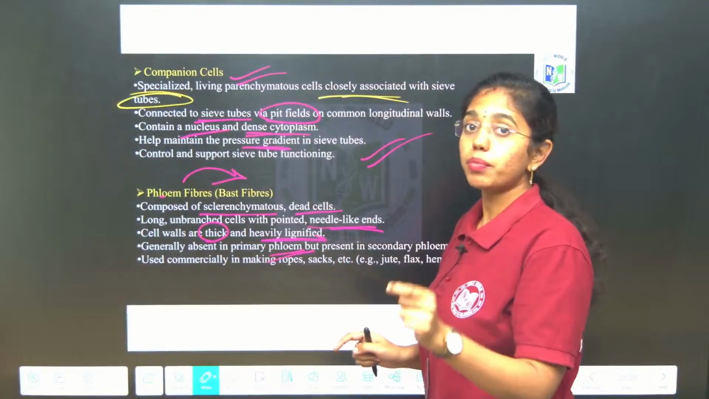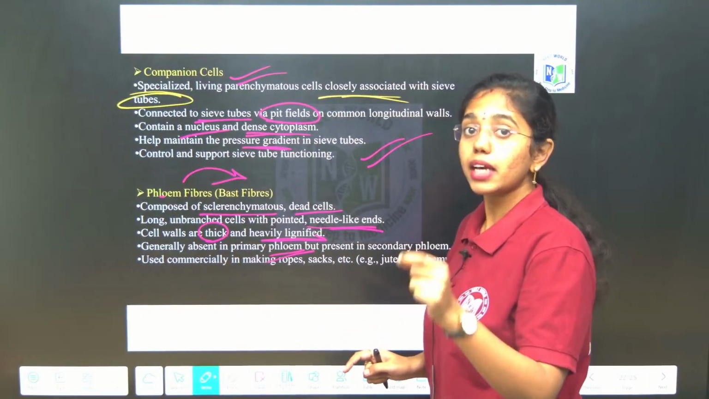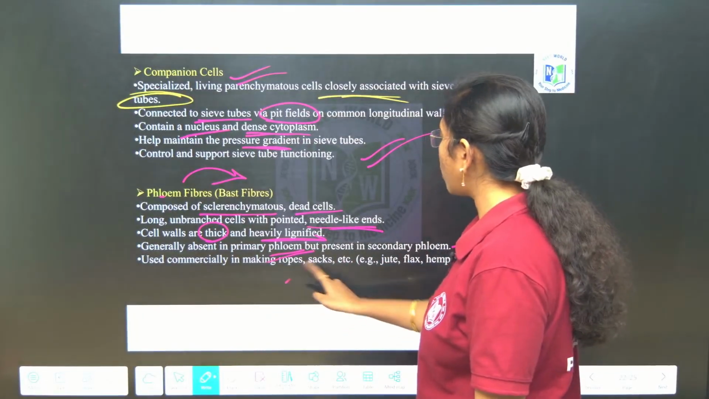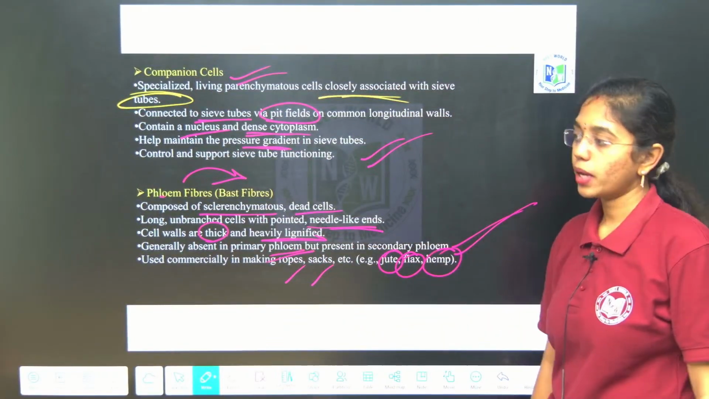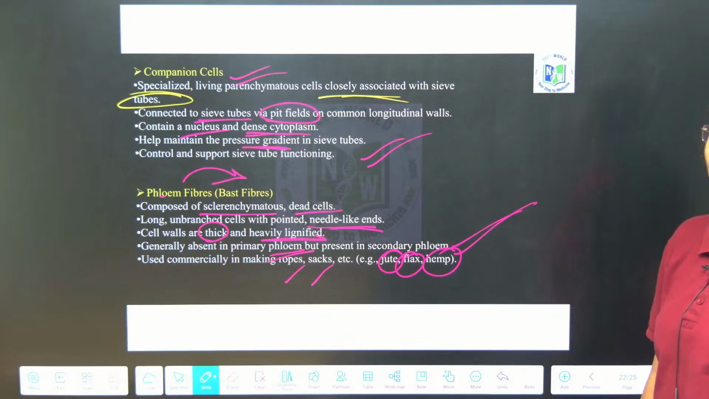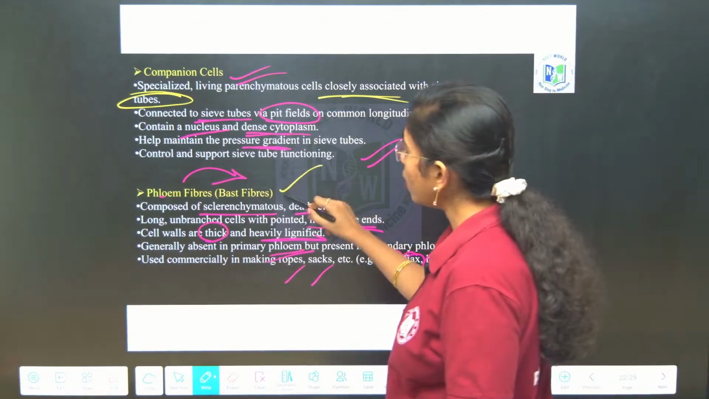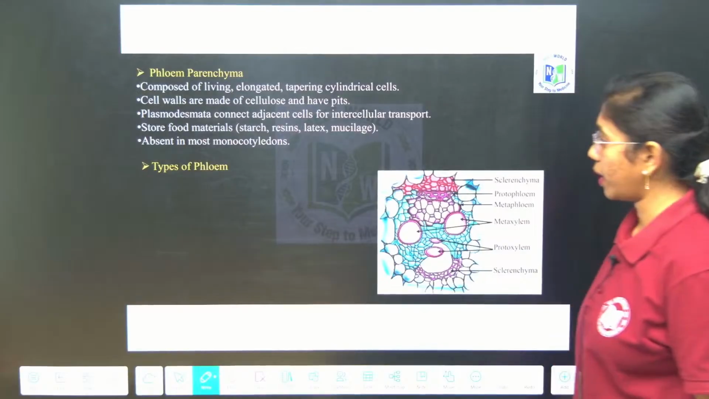Mostly phloem fibers are useful. They have a high commercial use in making what? Ropes, sacks, for example jute, flax, hemp. Which phloem tissue will have commercial use? Then your answer should be phloem fibers or bast fibers.